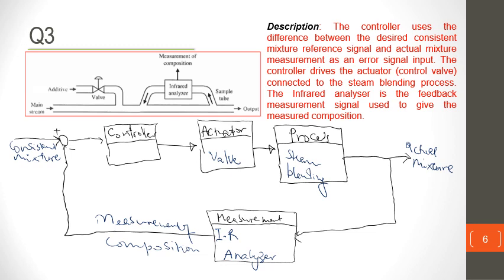So it's the steam blending process. We know here is the error signal, which was not explicitly stated, but the error signal would be the measurement of composition, the difference between the measurement of composition and the consistent mixture that we want. And the controller could be a computer, which is not clearly stipulated in the question, but there's a controller which then somehow controls the valve.